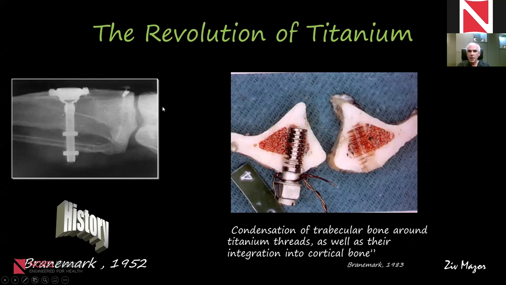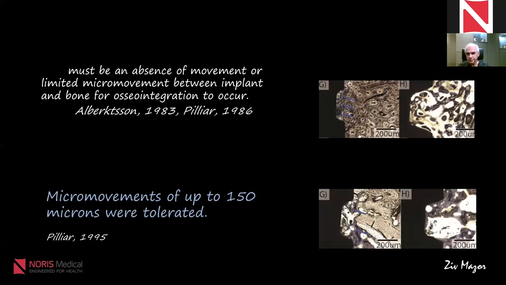Now, the revolution of titanium came out in the 1950s when P.I. Brånemark, who came from orthopedics, showed the condensation of trabecular bone around titanium threads, as well as their integration into cortical bone. Those are the slides that were shared by P.I. Brånemark at that time. And in order for osseointegration to occur, there must be an absence of movement or limited micro-movement between the implant and the bone. Micro-movements up to 150 microns were tolerated.